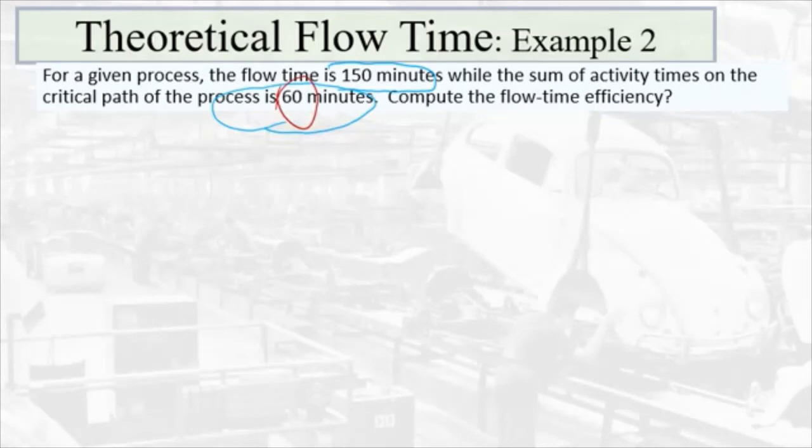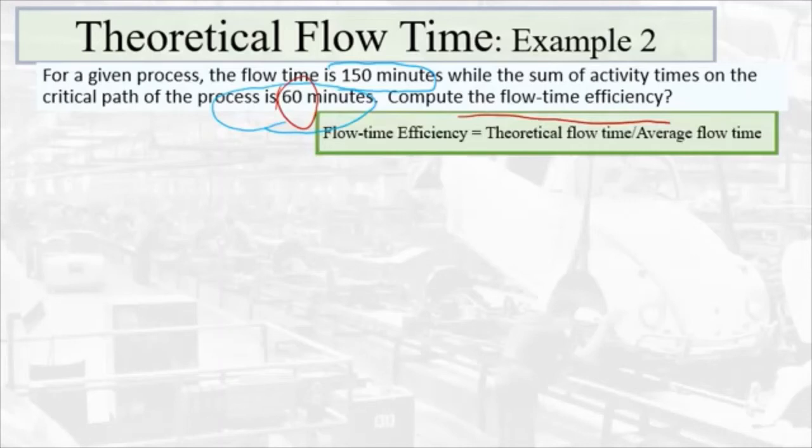Now, the critical path, 60 minutes, is the longest path, so the process should be finished in 60 minutes, right? But the fact that it finishes in 150 minutes basically tells you that there is a lot of waiting in the process. So let's compute the flow time efficiency.